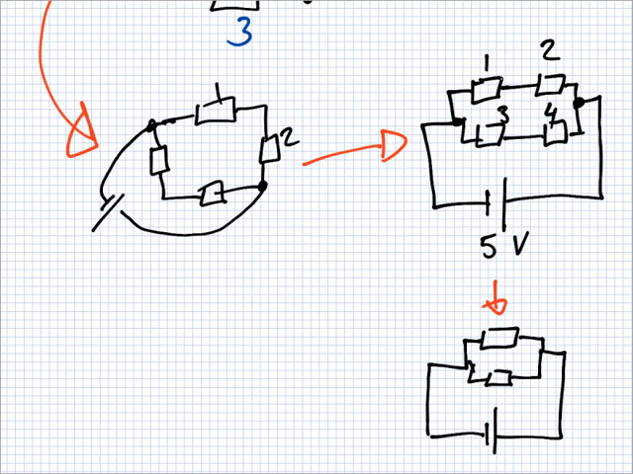I'm going to change these two resistors into one. On the top I have a 1 and a 2, so what does that combine to make? Three. That's a 3, and this one down the bottom here? 7. And that's still 5 volts. Okay, now let me combine these, they're in parallel.